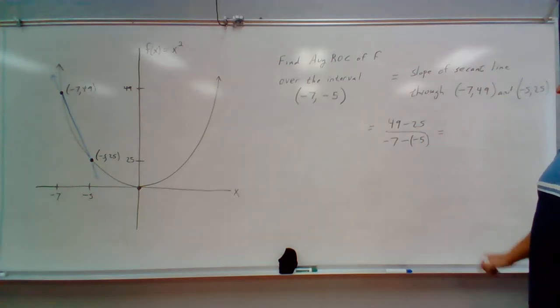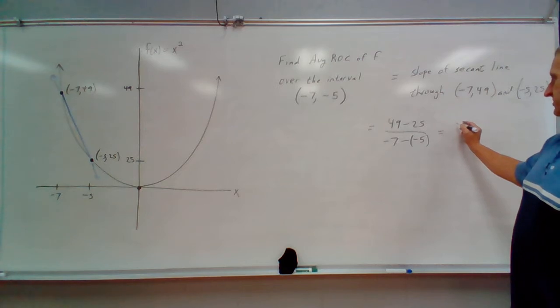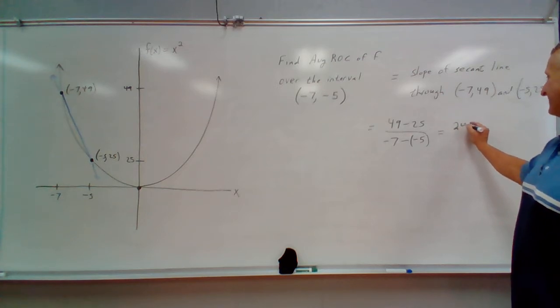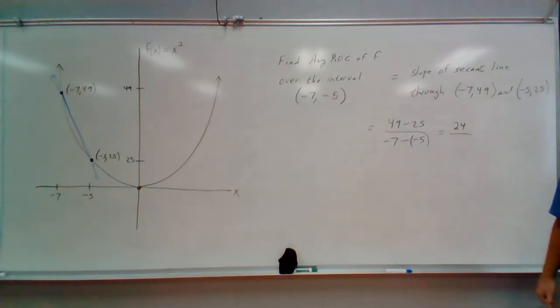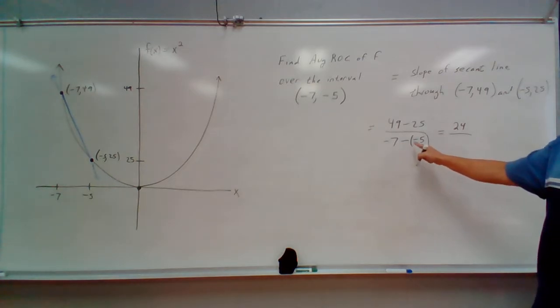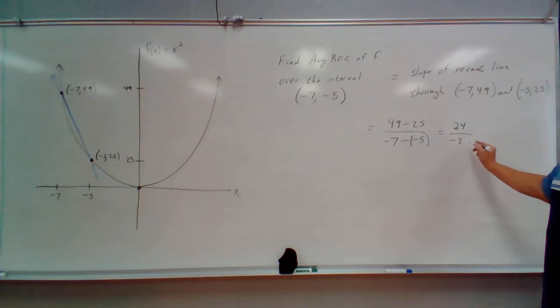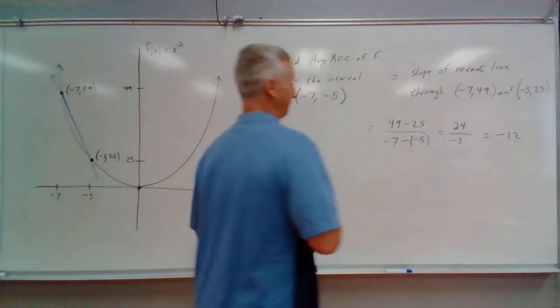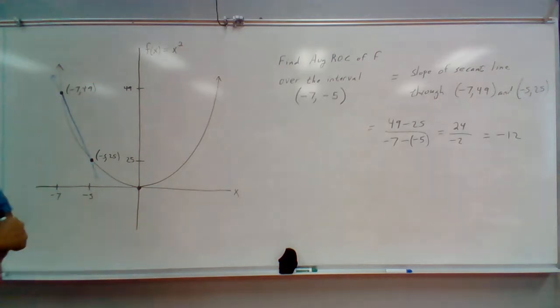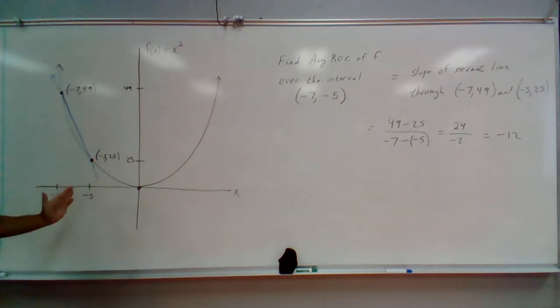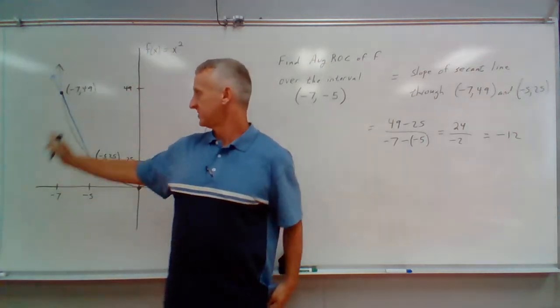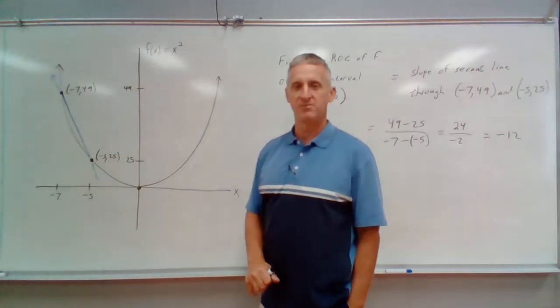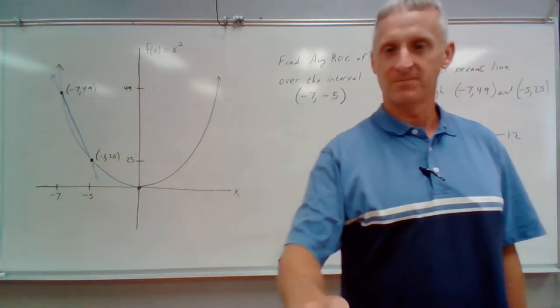49 minus 25 is 24. That is right, I think. And -7 plus 5 is -2. So we get -12. We got a negative slope, and it should be a negative slope. The function is decreasing over that interval.